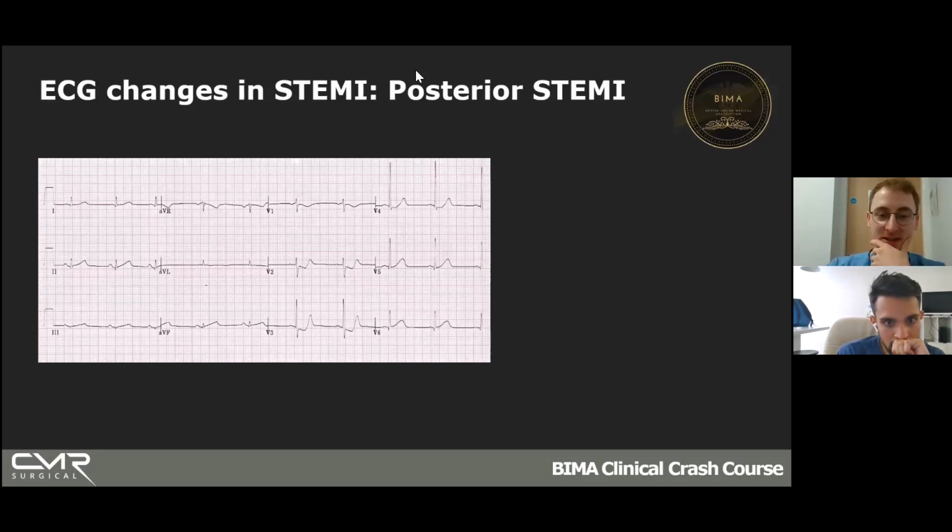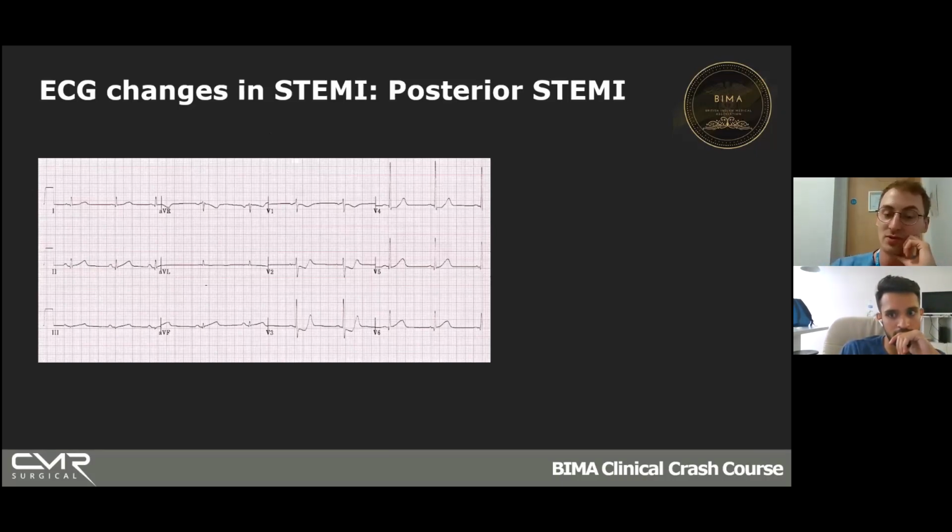I'm seeing some answers. It seems like most of you have got it spot on. ST depression, turn the ECG around. Perfect. So this is what a posterior STEMI looks like on an ECG. We talked about how a 12-lead ECG only looks at the front, the side, and the underside of the heart. It doesn't have any leads that look at the back of the heart. So when you get a posterior STEMI, the backside of the heart dies, and there's nowhere to sense that directly on the ECG.